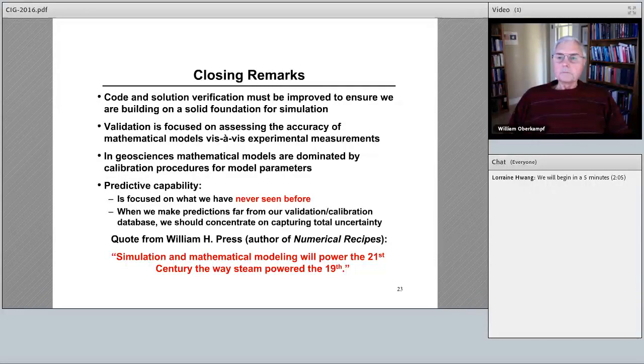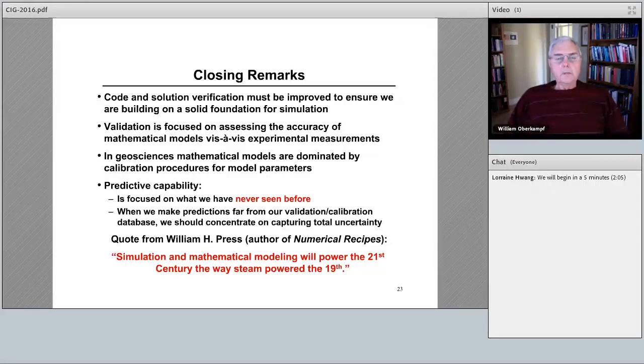I swear this is not a paid announcement, but for any of those who want to learn more about the topic, Bill has authored a book along with Christopher Roy, Verification and Validation in Scientific Computing, that is available on Amazon and all the other outlets. I don't know if you have any other favorite resources you might want to point people to learn more about this topic, or more examples in this topic, especially.